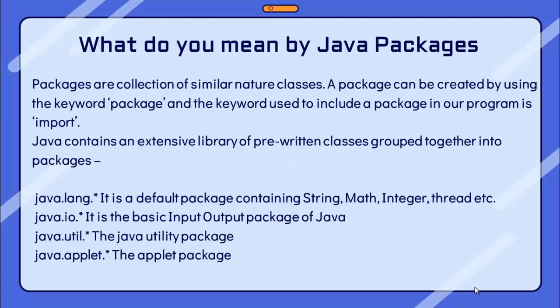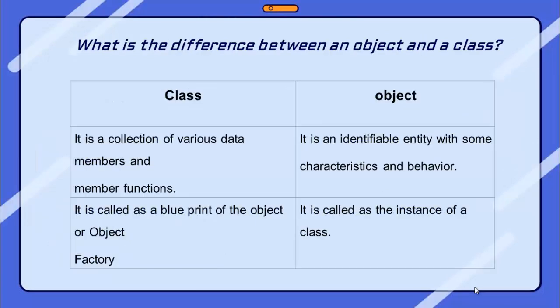What do you mean by Java packages? Packages are collections of similar nature classes. A package can be used by using the keyword called import. The Java packages are java.lang, which is imported by default, java.io for the input output package, java.util for the utility package, and java.applet for the applet package.